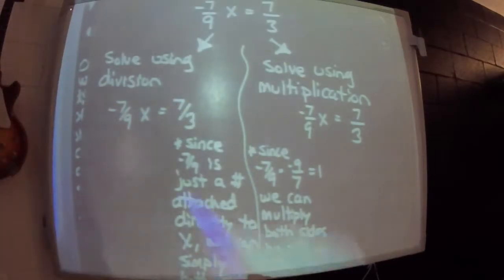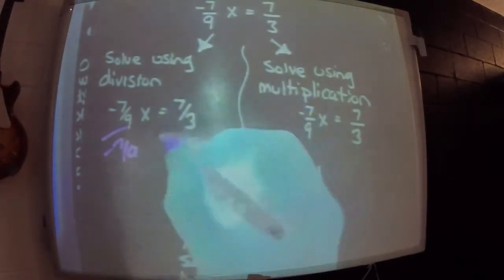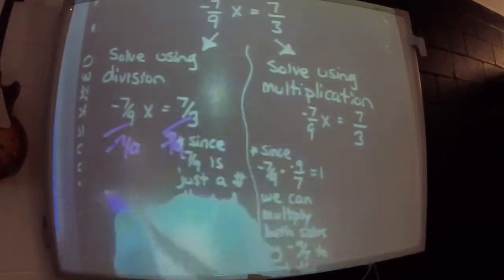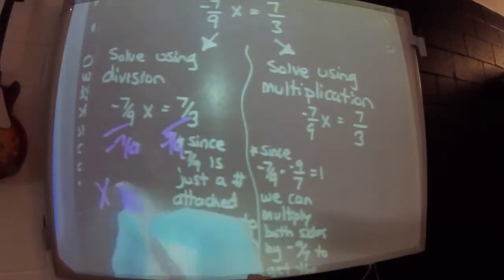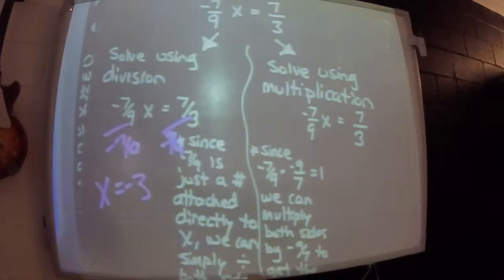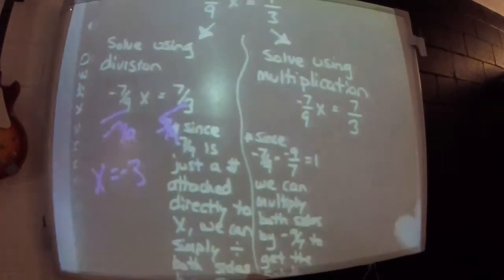Divide both sides by negative 7/9. And we got x equals what? On the other page? Negative 3. Now the other option you have is to multiply.